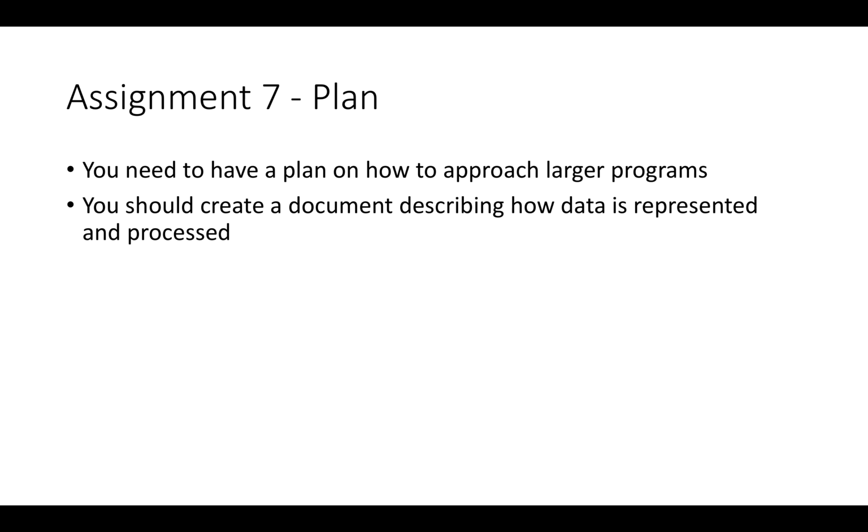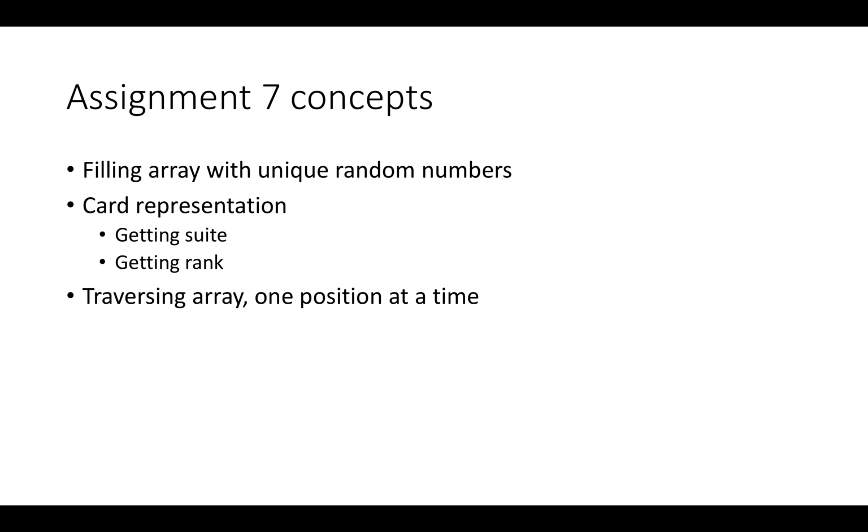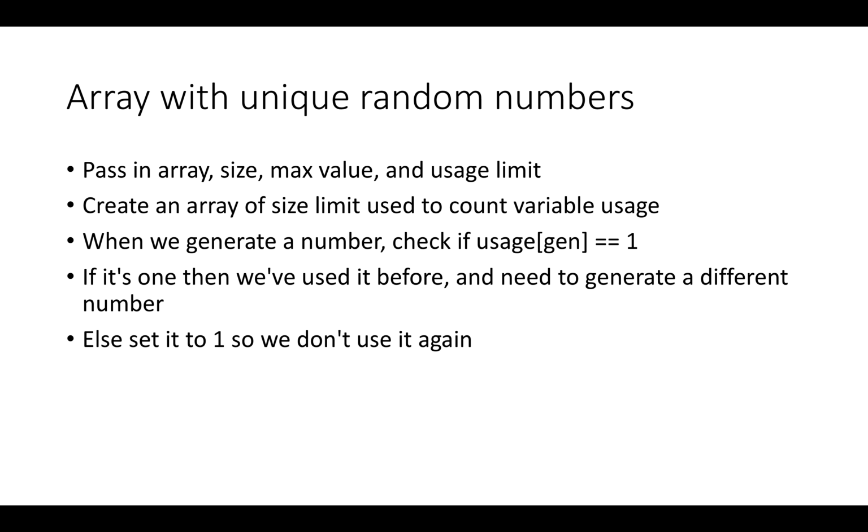So I'll give you a couple hints on how to approach both of these today. I'm going to go through a couple of different concepts that I think are really helpful. Like I said, I'm going to cover 3 different things today. I'm going to talk about filling an array with unique random numbers. I'm going to talk about card representation, so getting suit and getting rank based on an integer that you generate between 0 and 51. And I'm going to talk about traversing an array one position at a time.